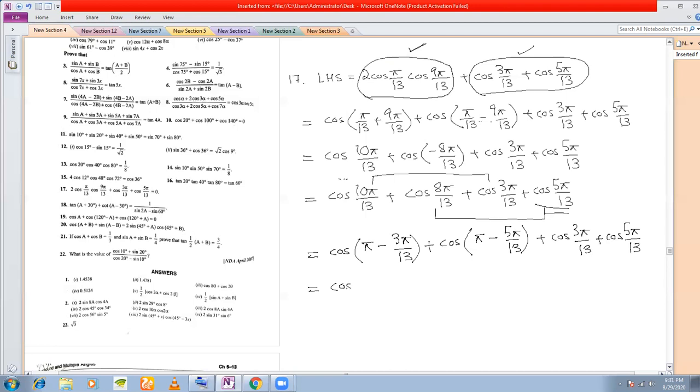Now see, cos of pi minus 3 pi by 13 can be written as 2 into pi by 2 minus 3 pi by 13. Pi by 2 means 90 degrees. And this can be written as 2 into pi by 2 minus 5 pi by 13. I'm writing it as a multiple of 90 degrees because I want to write the associated angle, that is an angle greater than 90 degrees, in terms of an angle that is less than 90 degrees. Plus cos 3 pi by 13 plus cos 5 pi by 13.